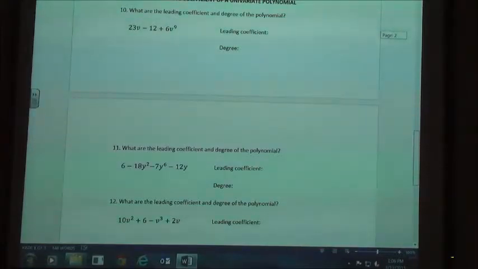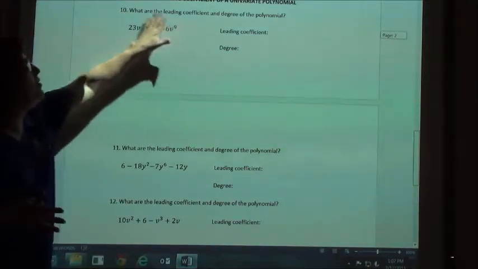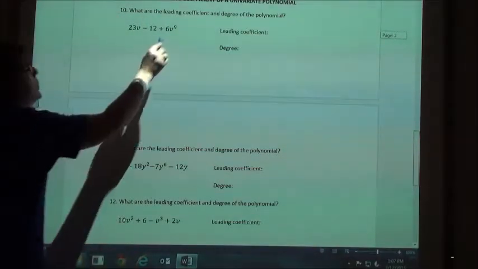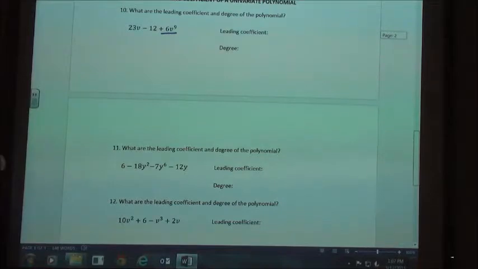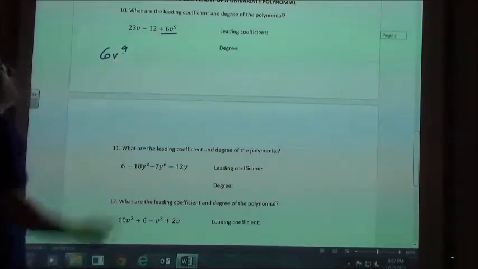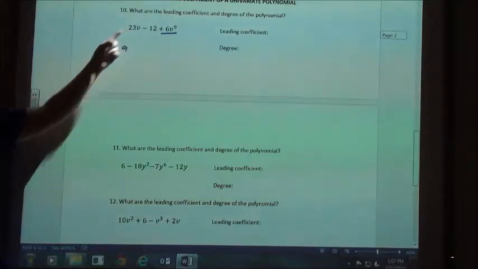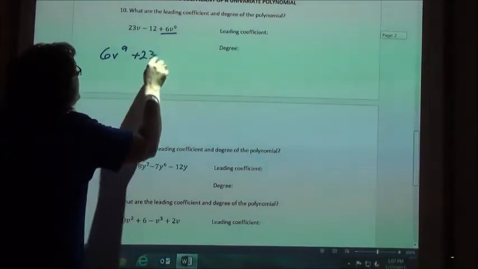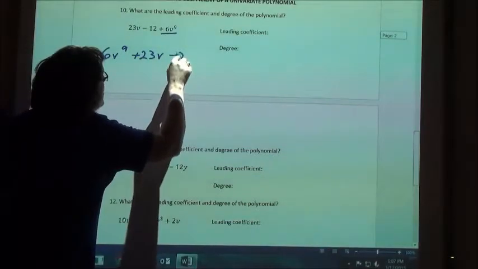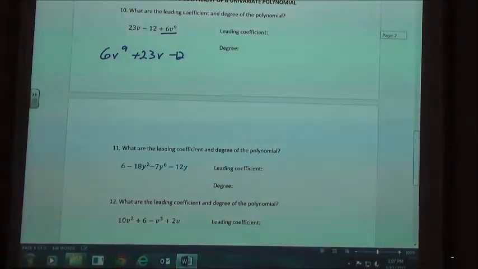When they're talking about the degree and the leading coefficient, they're talking about if I put my polynomial in the best form. If I put my polynomial in the best form, I start with the highest exponent down. So if I were going to rearrange this polynomial to put it in the best order, I would put this term first because it has the highest exponent. So the 6v to the 9th would go first. Then I would put the 23v, which is a positive 23v, and the constant term, that number, -12, just goes on the end. So that's the best order for my expression. You don't have to solve it? You don't have to solve it, no.